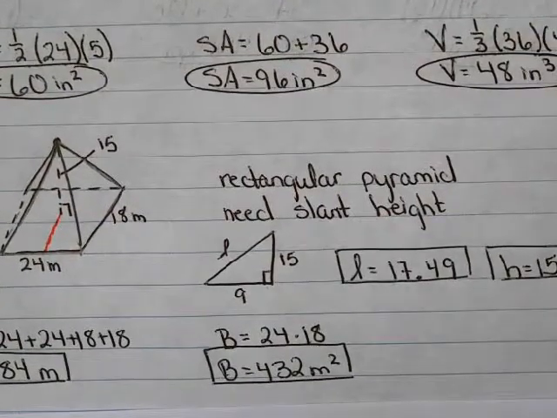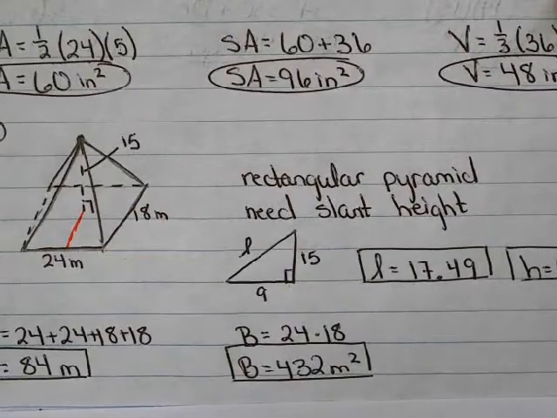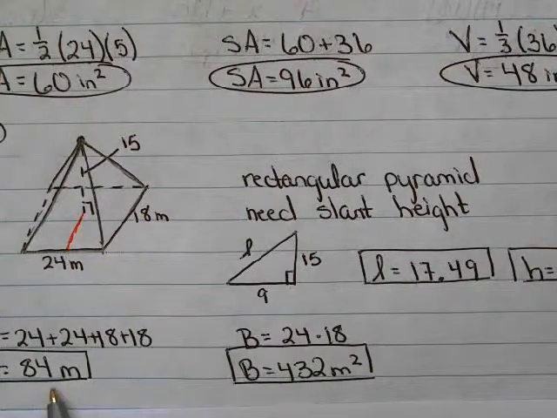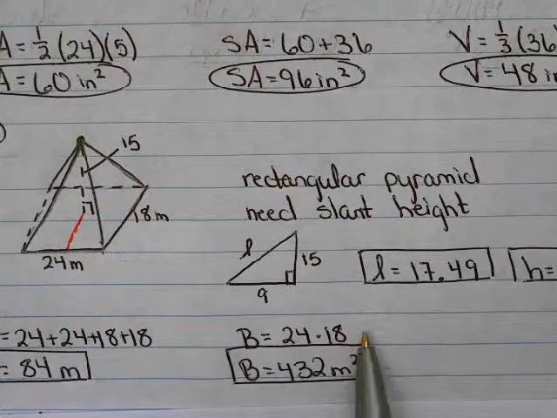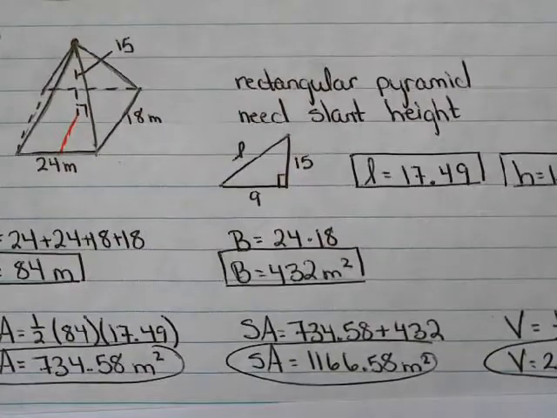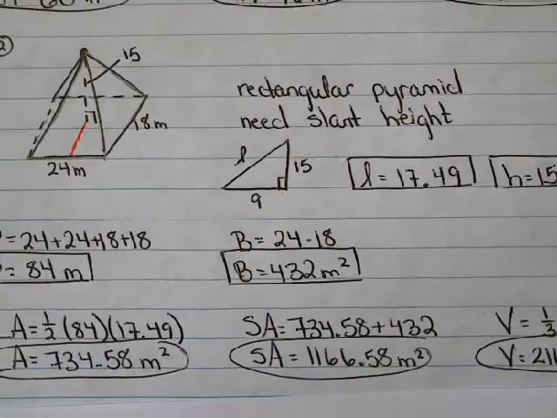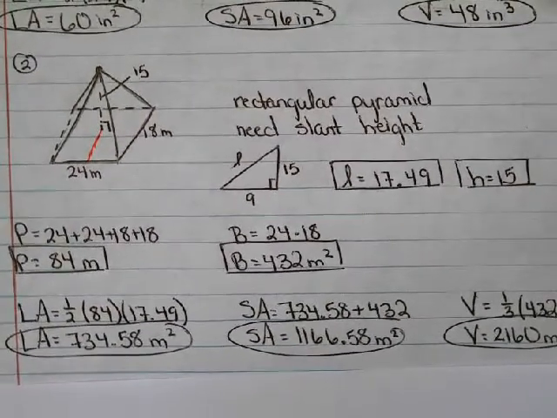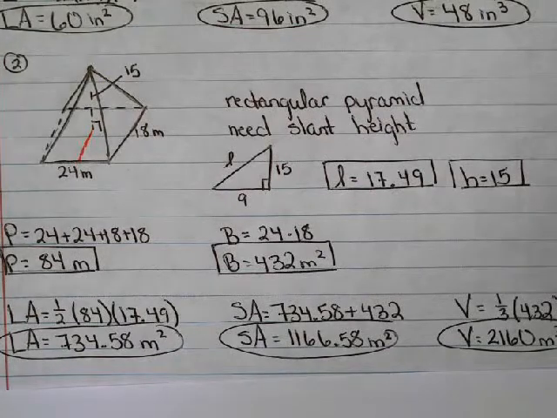After that, I can find my perimeter. Again, we have a rectangular base, so I'm just going to add up all the sides. 24, 24, 18, 18 makes 84. And then the area of the base is length times width, so 24 times 18 is 432. And then to get the lateral area, surface area, and volume, we just plug those into our formula. Let me zoom out a bit. Plug those in, and those are your answers.